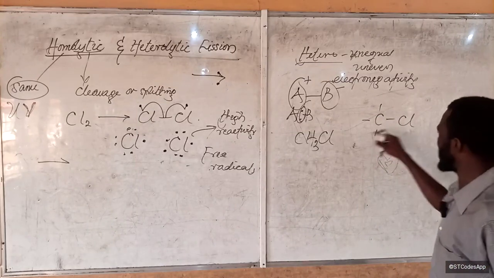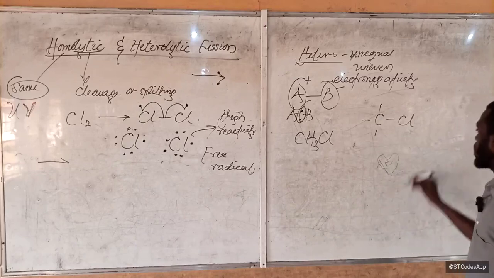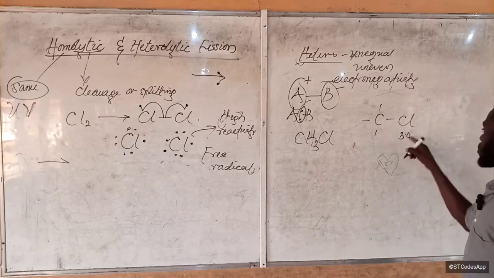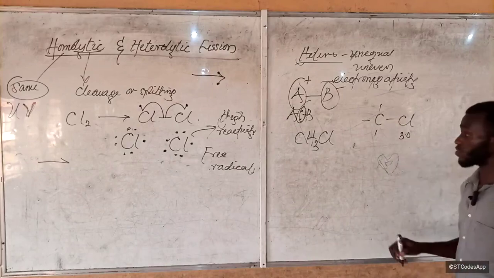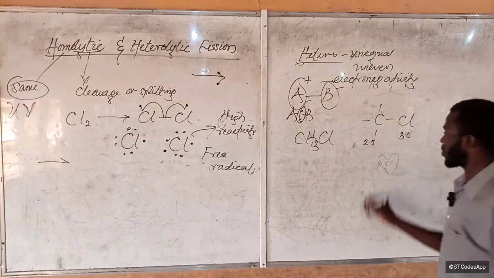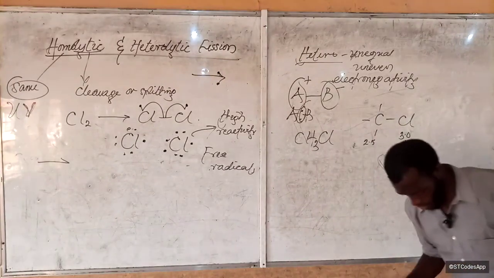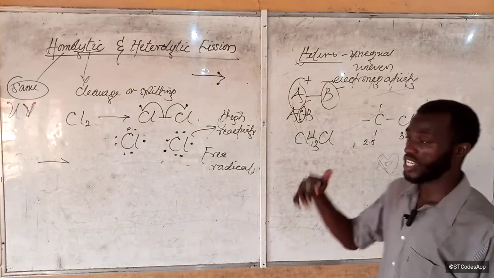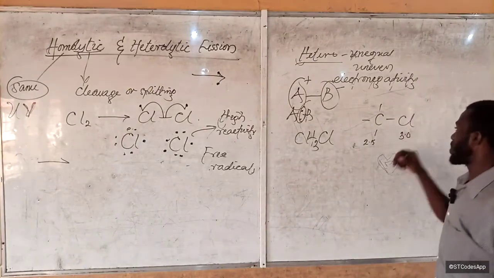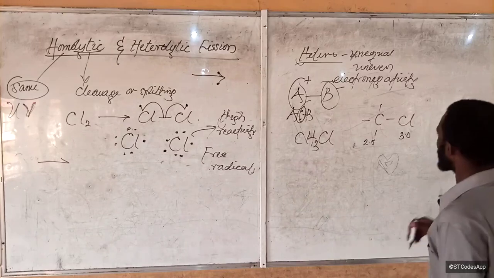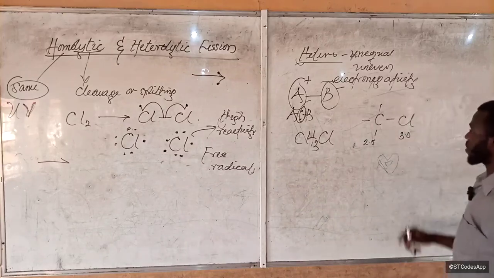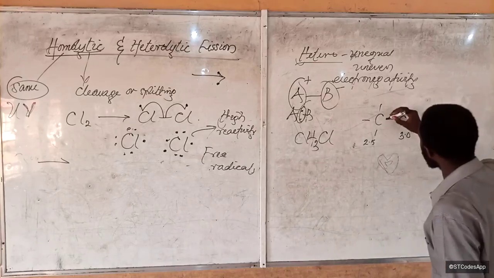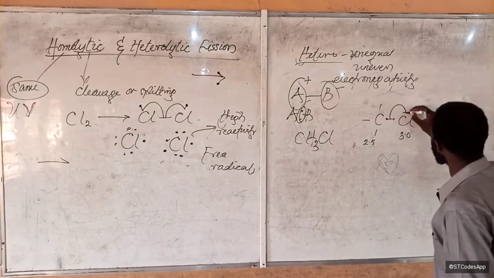Because of its high electronegativity value, the electronegativity value of chlorine is approximately 3.0, while that of carbon is 2.5. We said that once the difference is greater than or equal to 0.5, the bond is going to be polar, isn't it? So because chlorine has a stronger pull for electrons, when this bond breaks, these two electrons will be transferred totally to chlorine.